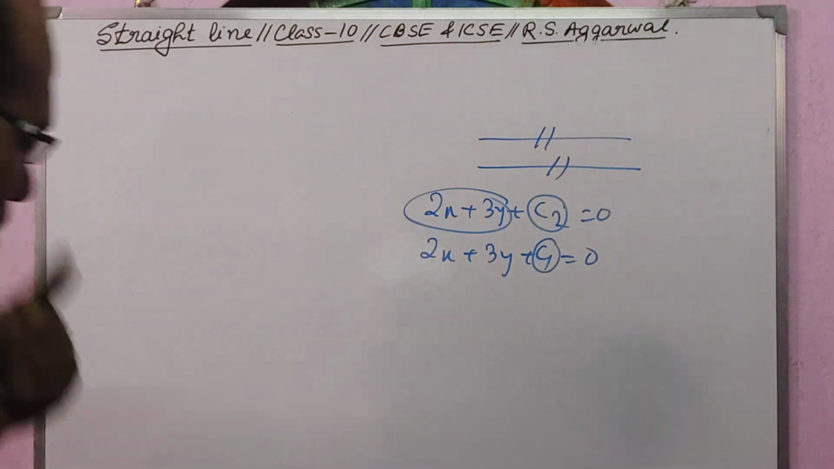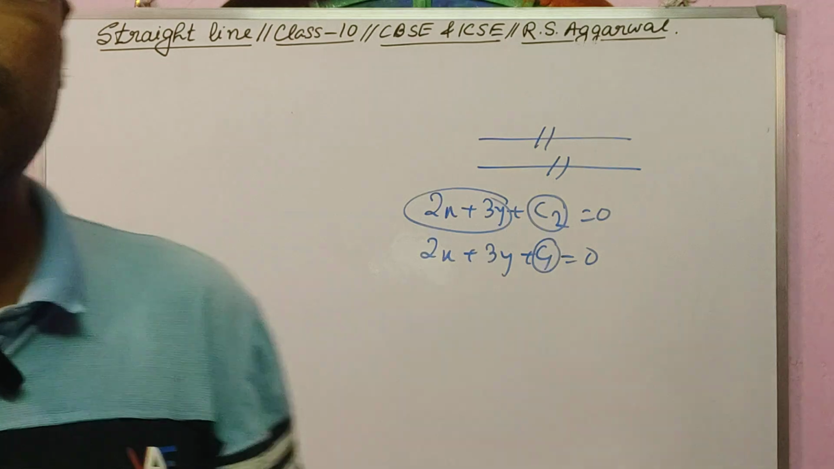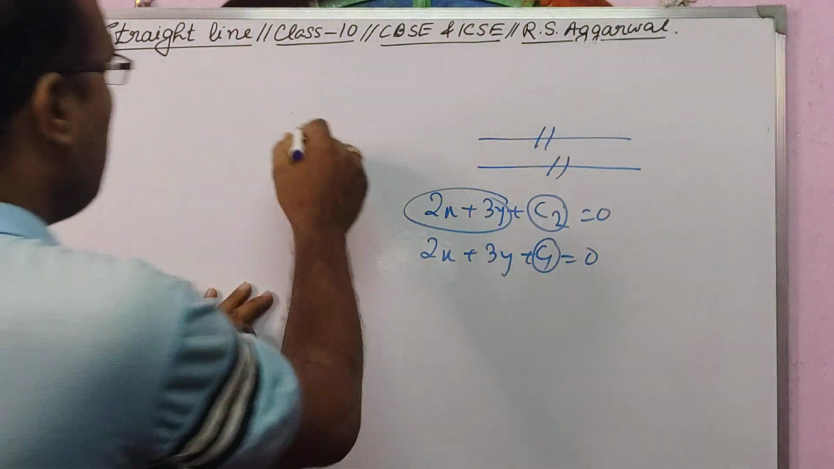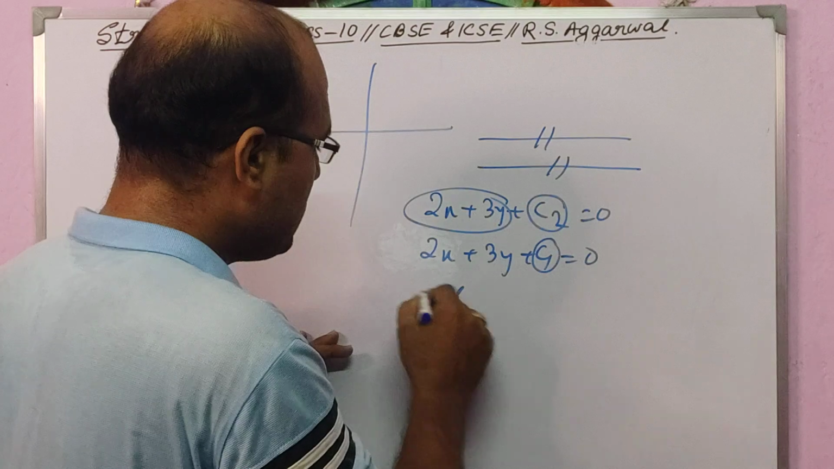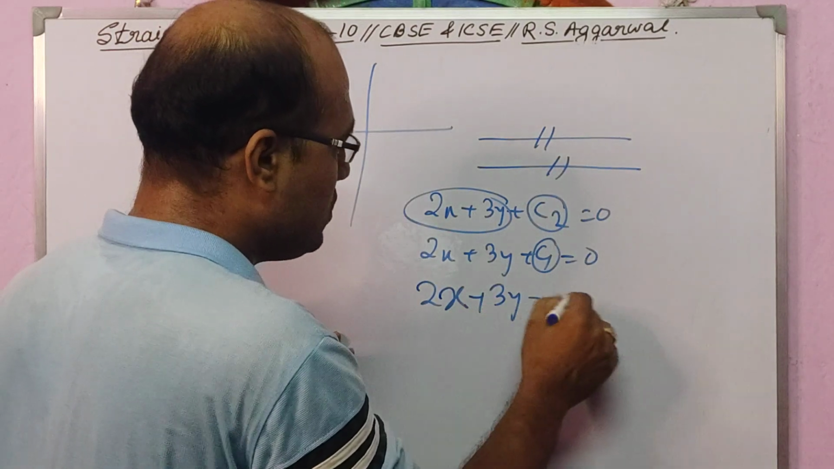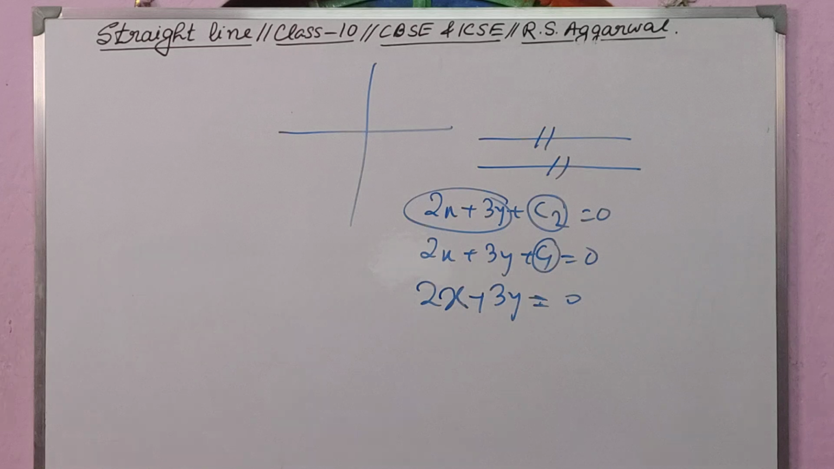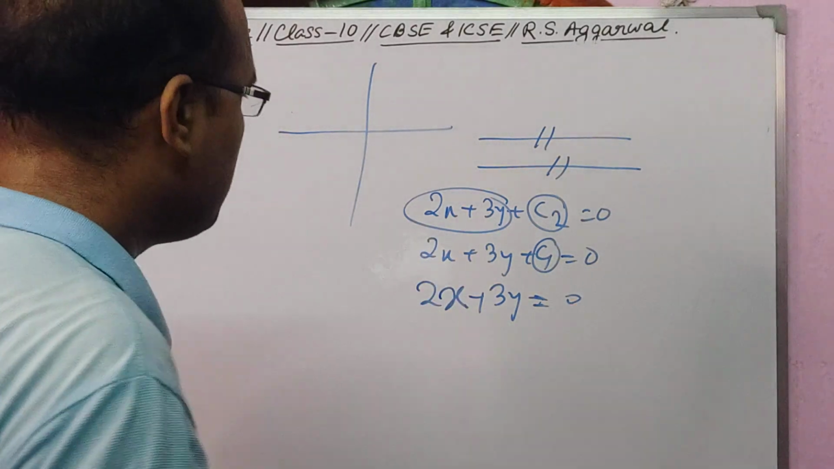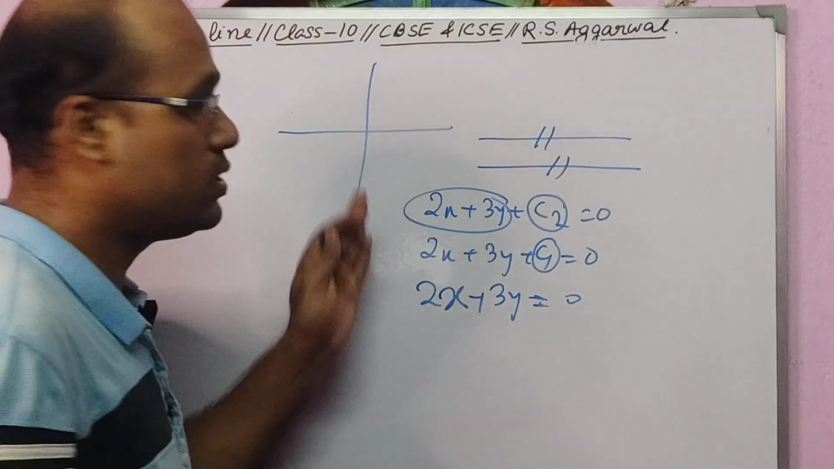How do you know whether a line passes through the origin? Any line passing through the origin, like 2x plus 3y is equal to 0, has no constant part. When a line has no constant part, you can be sure that the line passes through the origin.